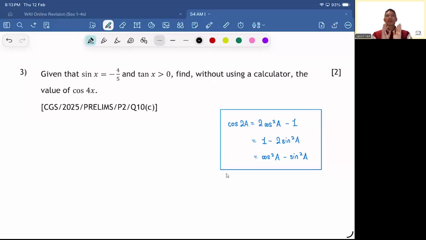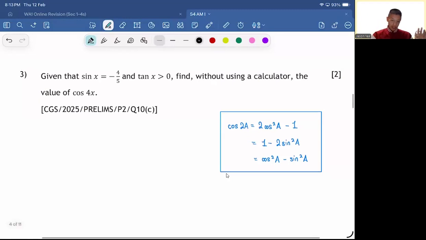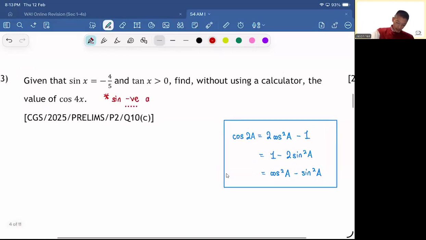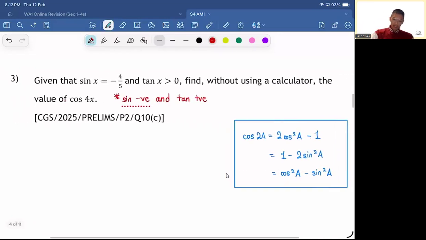In this case, for this type of condition, we don't have to know what the values are first. Sine x equals negative, I don't care about the 4 over 5. You draw your quadrants first, very carefully, it's not the first quadrant. Sine negative already tells me it is not in the first quadrant. Tangent x more than 0 is tangent positive. So tangent positive, sine negative, my angle is in the third quadrant.